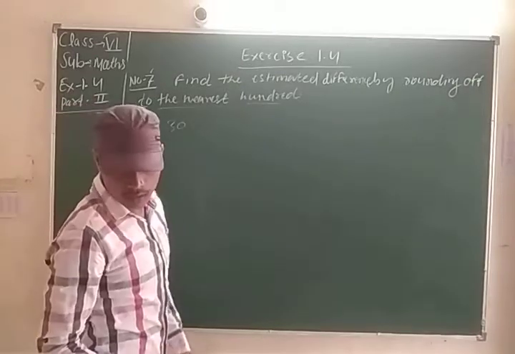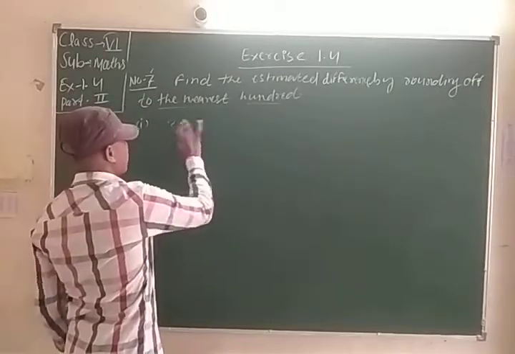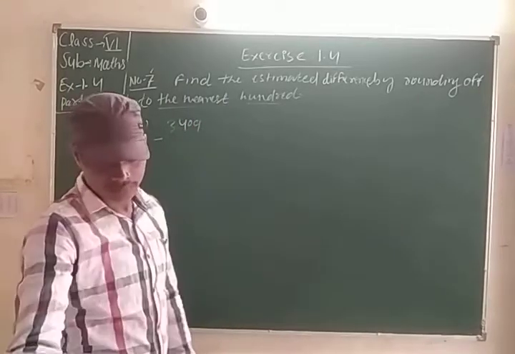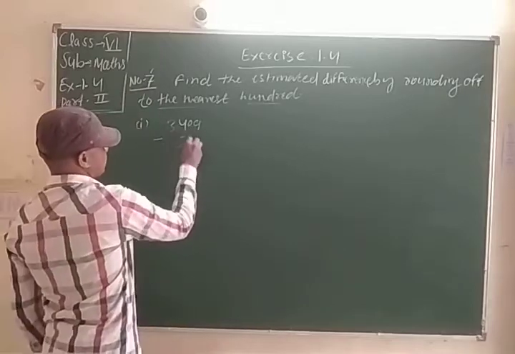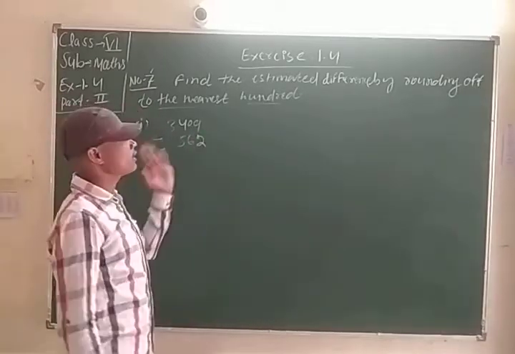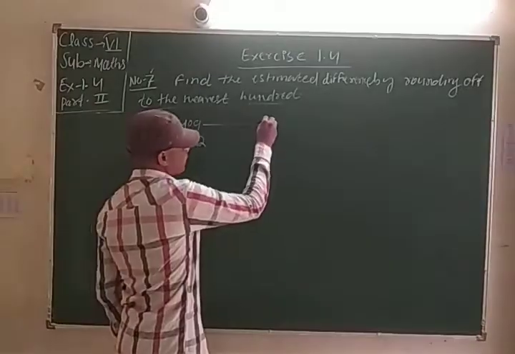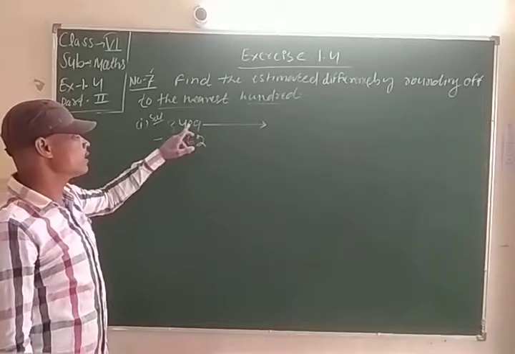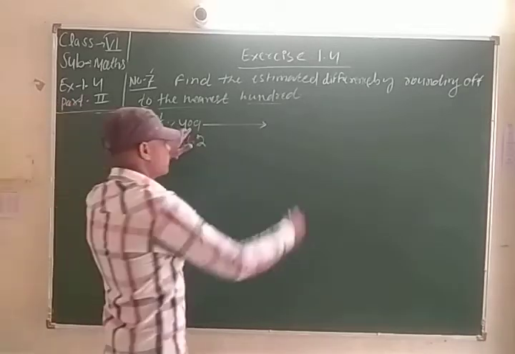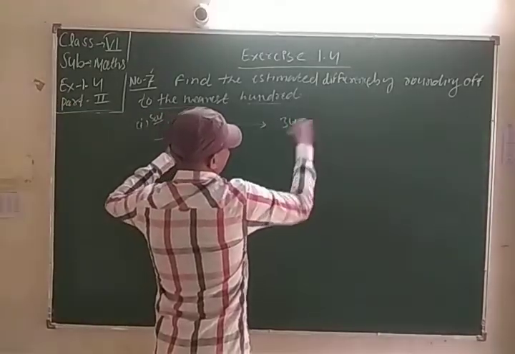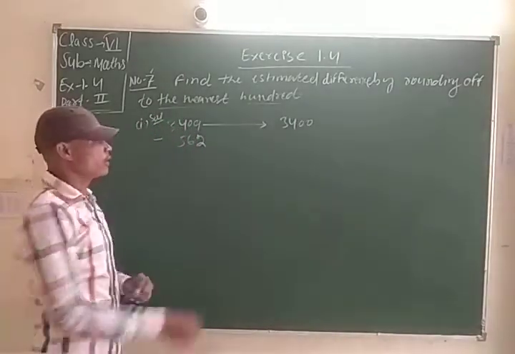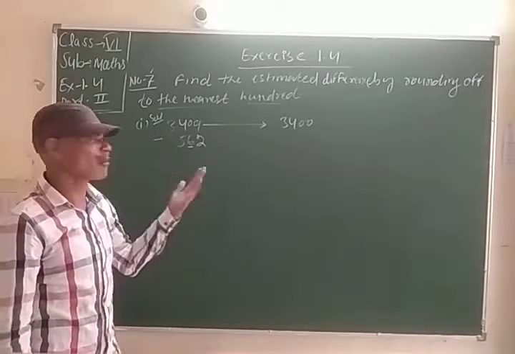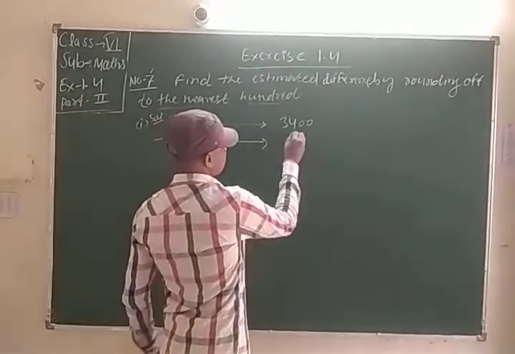3,409 minus 562. Then we round it up to the nearest 100. That is the solution. Rounded to the nearest 100, the 10s place is less than 5, so 3,409 should be rounded to 3,400. Now 562 is rounded up. Here the 10s place is more than 5, that's why the 5 is increased by 1 and it becomes 600.